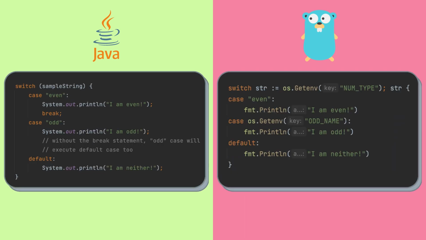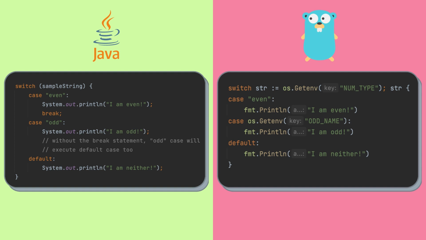Switch case is very similar in both the languages, and even the case statements are evaluated top to bottom. However, similar to if statements in Go, new variables can be initialized in switch statements and their scope is the entire switch case block. Unlike Java, we don't need to add a break statement at the end of each case block. It gets added automatically behind the scenes.